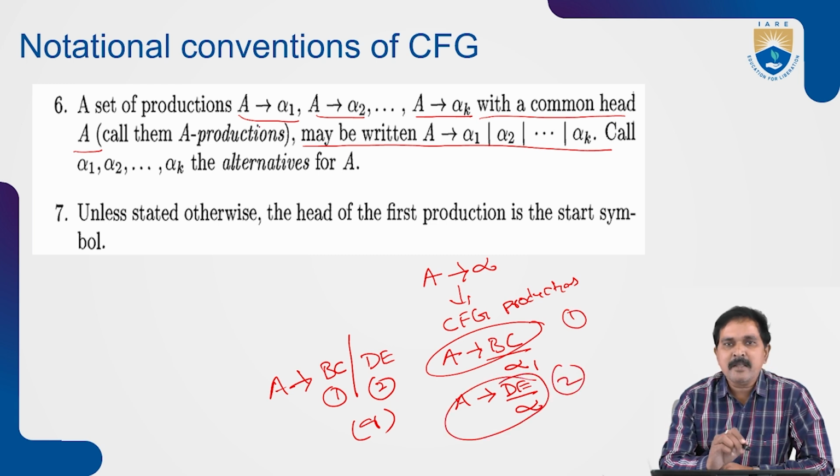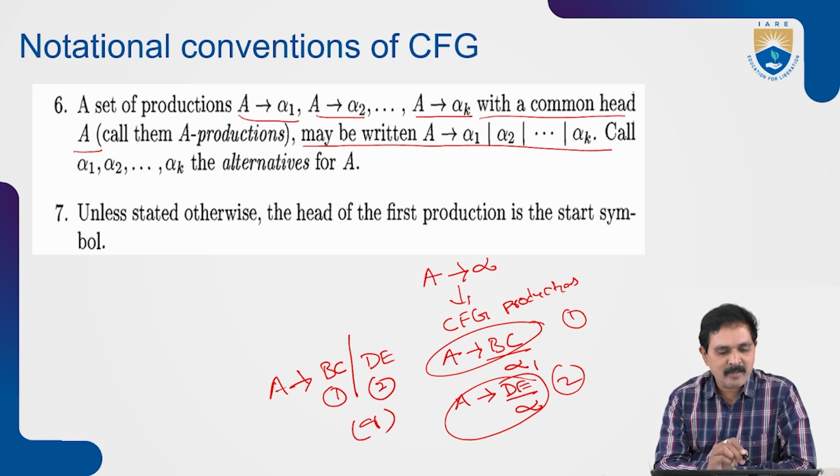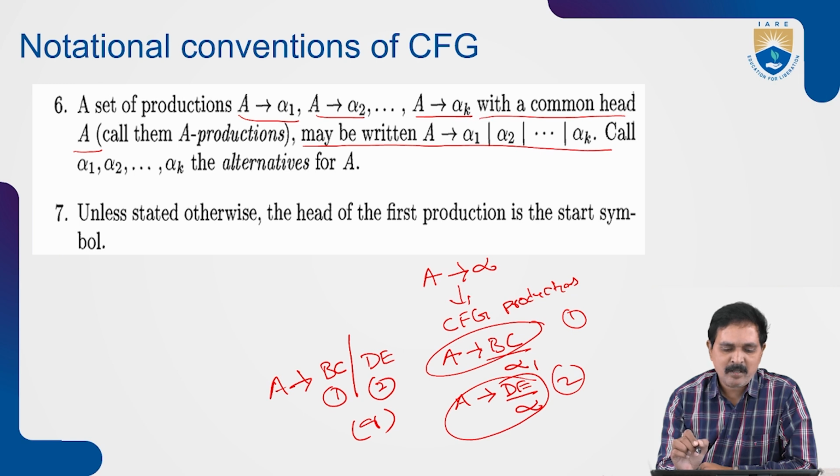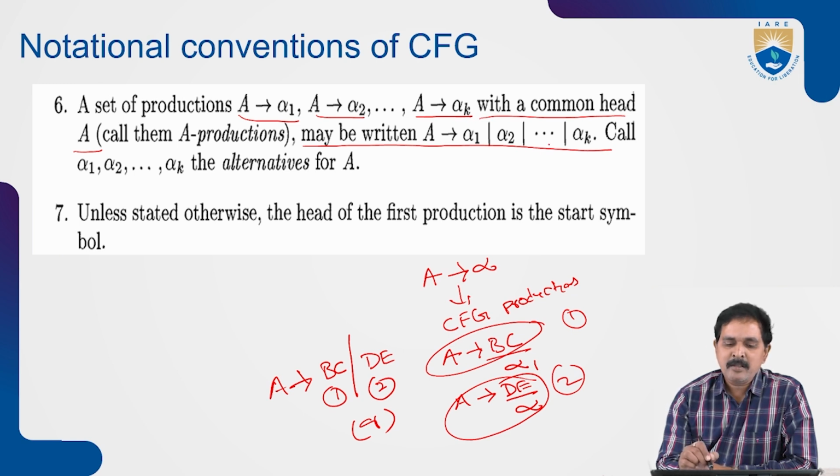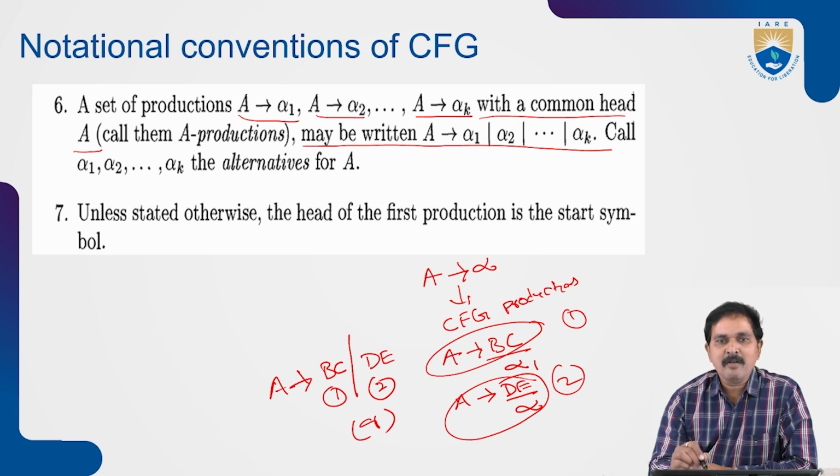So there is a common variable describing different strings. What are the strings here? Alpha 1, alpha 2, and so on up to alpha k. In such a case, we can write A becomes alpha 1, alpha 2, and so on alpha k. So there is a common variable for different strings. Alpha 1 is one string, alpha 2 is another string, alpha k is one more string for the common variable.